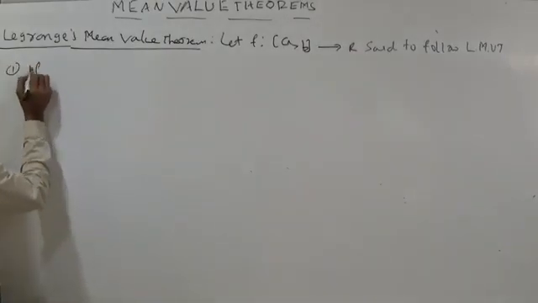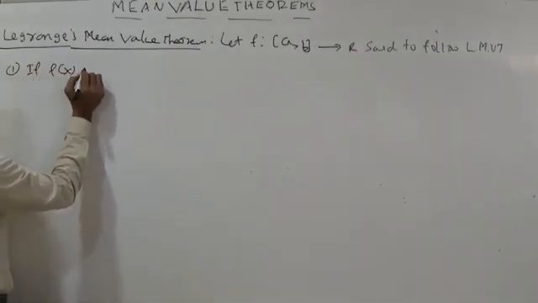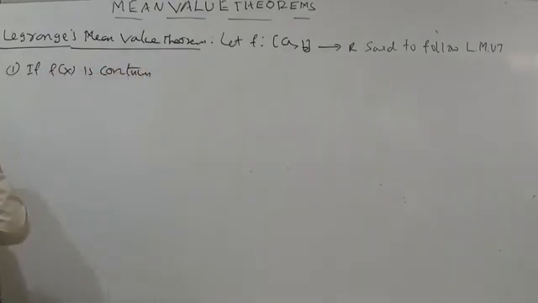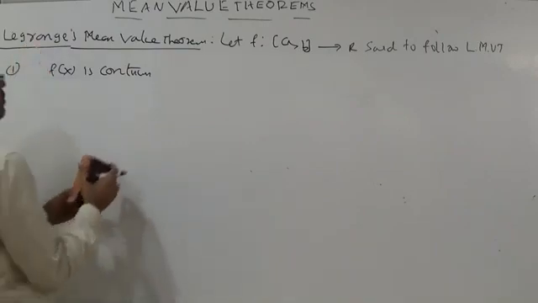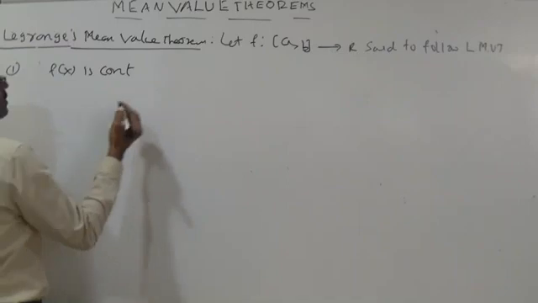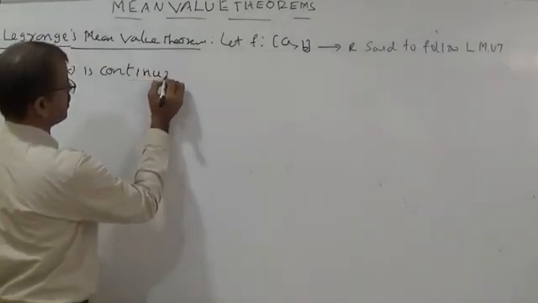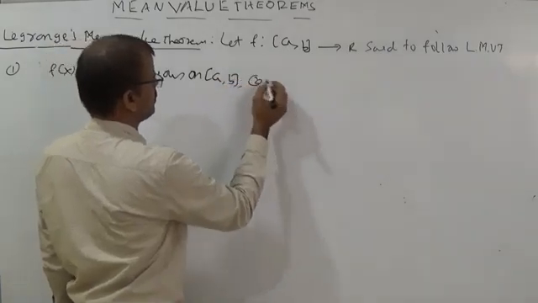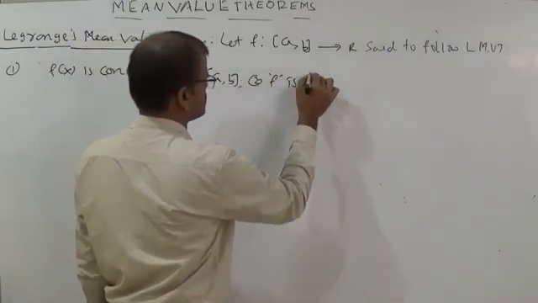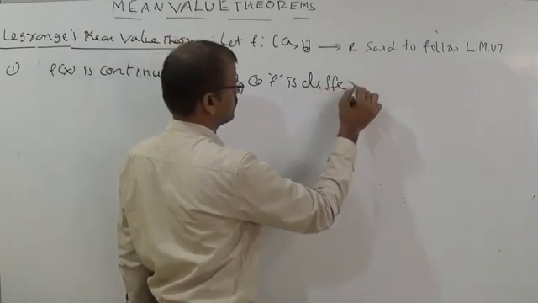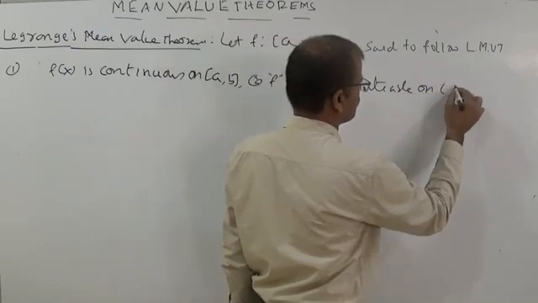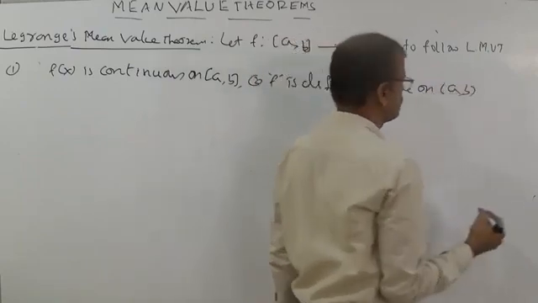First one: f of x is continuous. Direct, no need to write "if". f of x is continuous on the closed interval [a, b]. Second one: f is differentiable on the open interval (a, b).